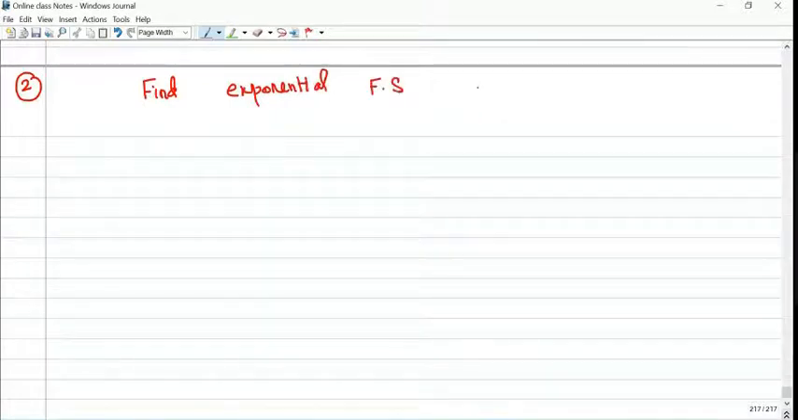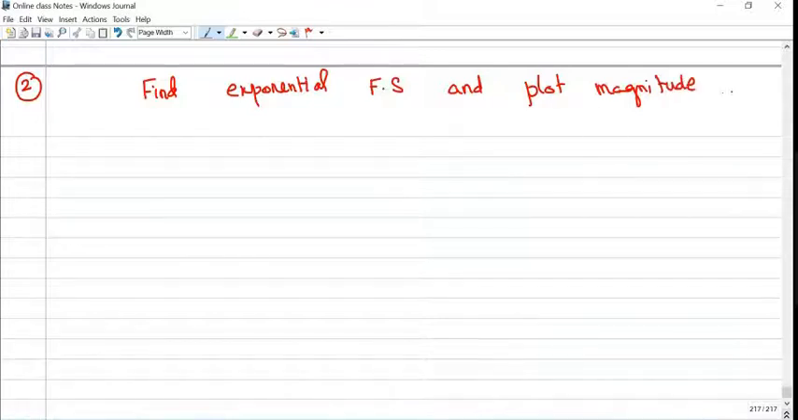Second problem. Find the exponential Fourier series for the periodic signal shown in the figure, and plot the magnitude response and phase response.